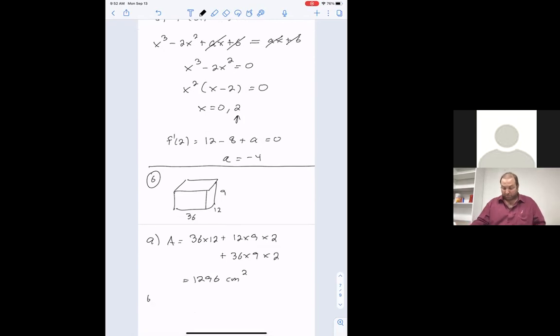B, calculate the volume. No problem. That's length times width times height. 36 times 12 times 9. That's 3,888. And this time it's cubic centimeters because it's a volume.